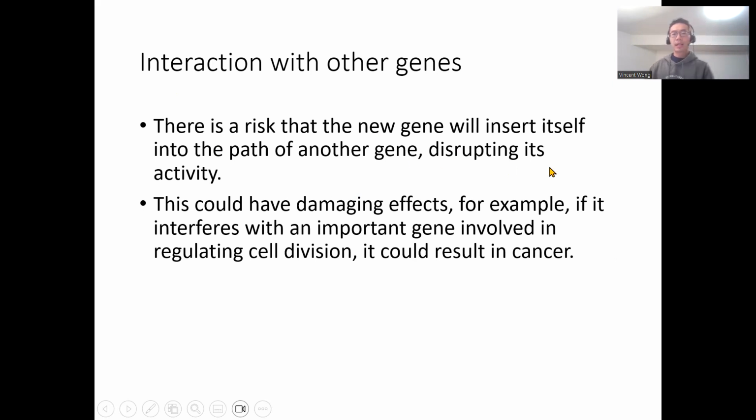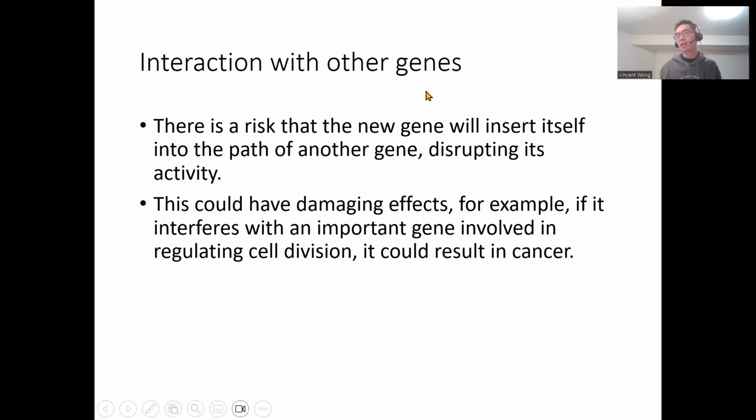There is also risk that the new gene will insert itself into the path of another gene. I told you that already. It will disrupt its activity. And for example, if you have a gene that is a tumor suppressor gene, the red light that we talked about, right? That slows down cell division. If the gene of interest that we're trying to use in the gene therapy goes into the tumor suppressor gene, then we destroy the tumor suppressor gene. The red light no longer works. Then that could cause uncontrolled cell division, right? So that's what we mean by interaction with other genes.